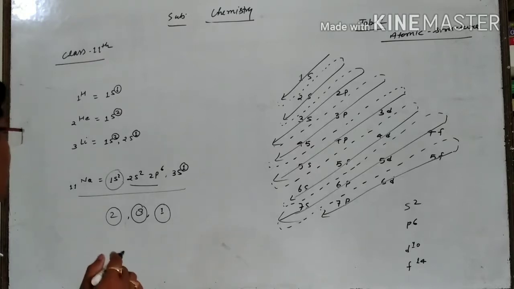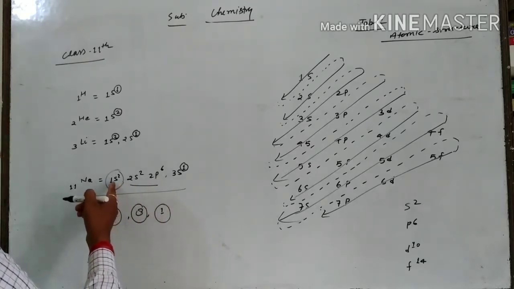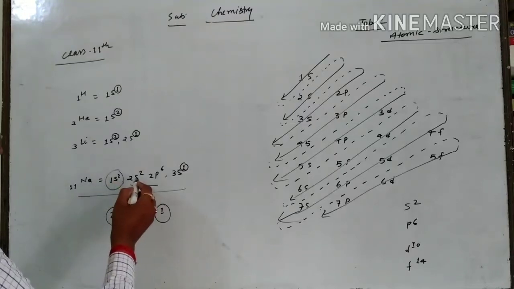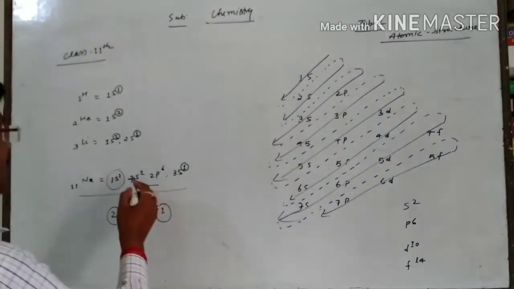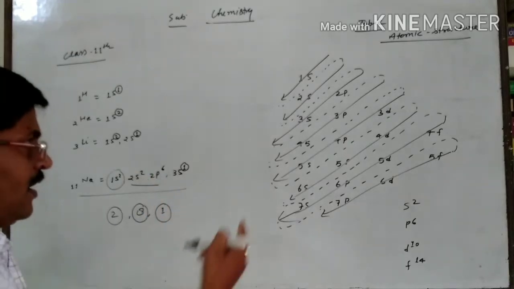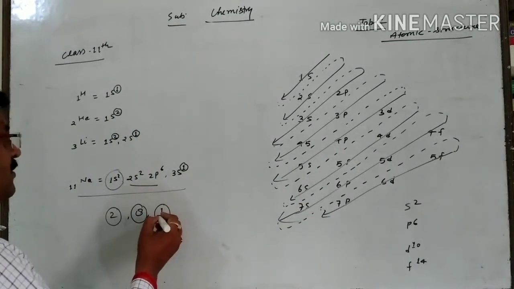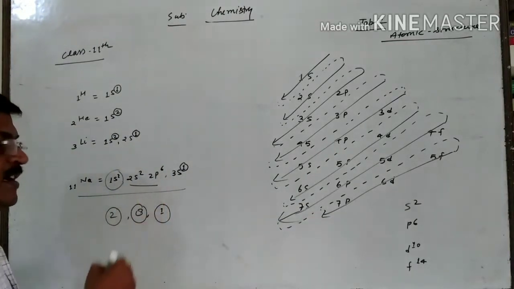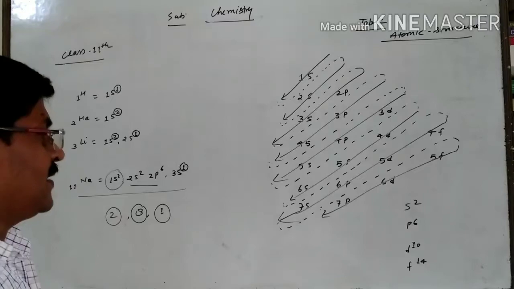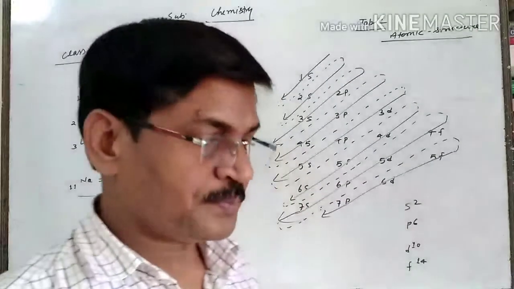After that, if anyone asks you about subcells, you say that in the first cell the S subcell has 2. The second cell has subcells S and P, and you say S is complete and P is also complete. After that, the third has 3S, 3P, 3D. But the electron is only 1, that's why it goes into the S subcell. So in this way you will be able to do the configuration.